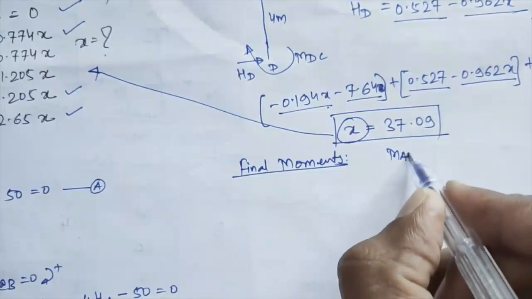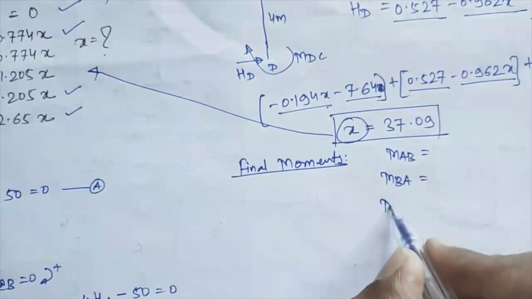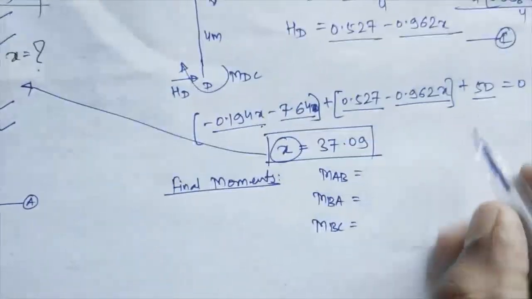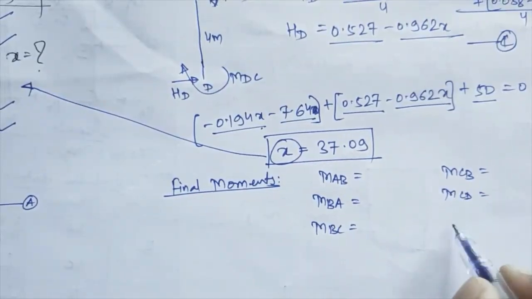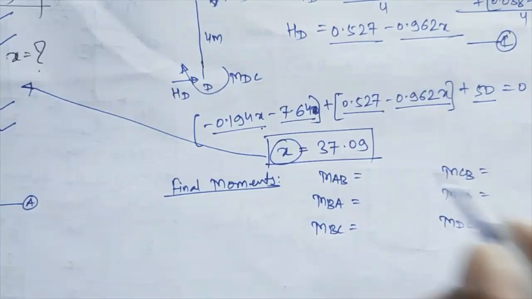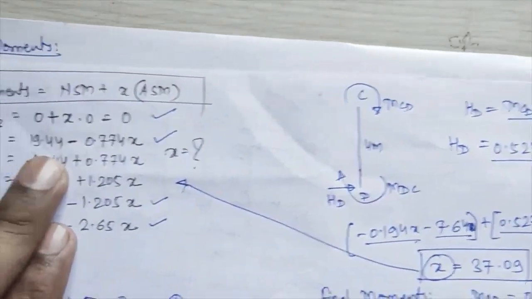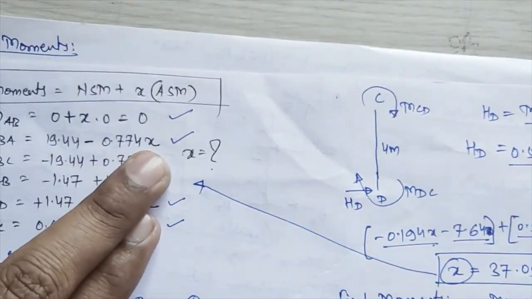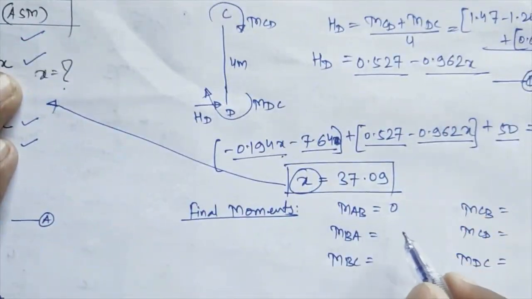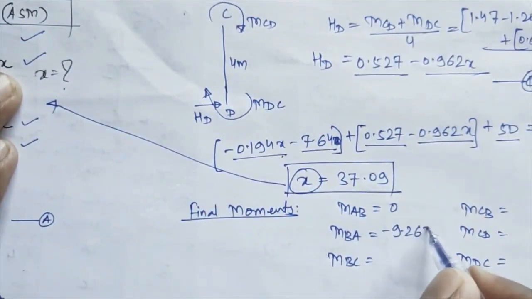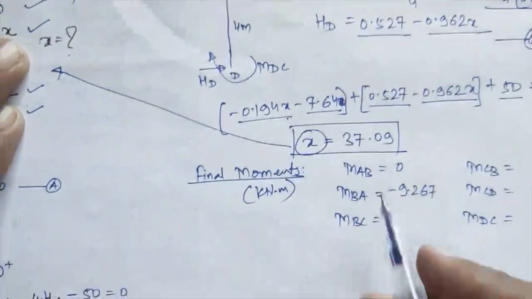Final moments MAB, MBA, MBC, MCB, MCD, and last is your MDC. So MAB, directly I have got that value as 0. Next 19.44 minus 0.744 of x. X is your 37.09. So if you substitute that x, I get this value as minus 9.267, and all these values are in kilonewton meter.